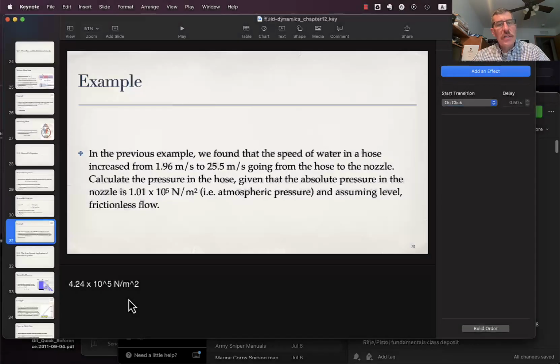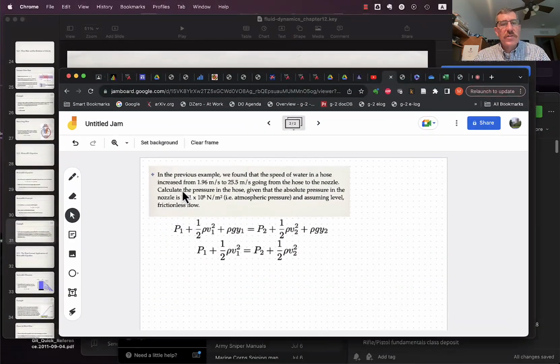Okay, so let's do a quick example. In the previous video, we looked at water flowing in a hose with a specific size of nozzle. Now let's think about the pressure. The speed of our water went from 1.96 meters per second in the hose to 25.5 meters per second in the nozzle. Let's figure out the pressure in the hose, given that the pressure in the nozzle is 1.01 times 10 to the 5th newtons per square meter. That's just atmospheric pressure, and we're going to assume the height doesn't change.